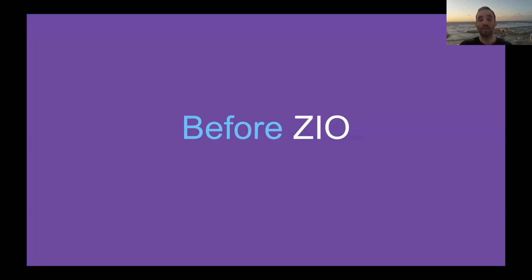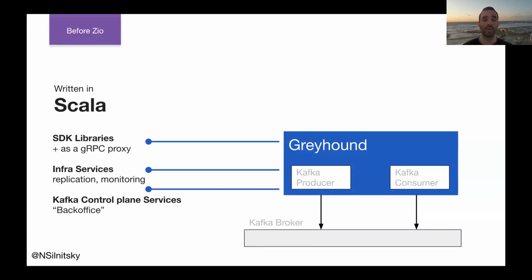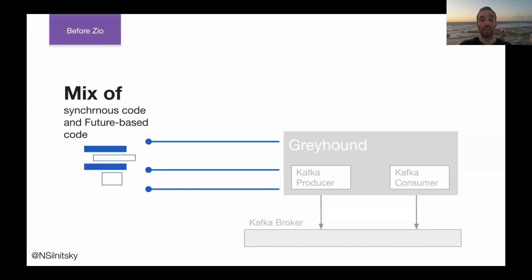Now, our team's code before ZIO, basically we're talking about SDK libraries like Greyhound and gRPC proxy services for other non-JVM languages to use, and infrastructure services like replication, monitoring, and also a Kafka control plane that we built from scratch to fit our needs. So a lot of code that is part of our team.